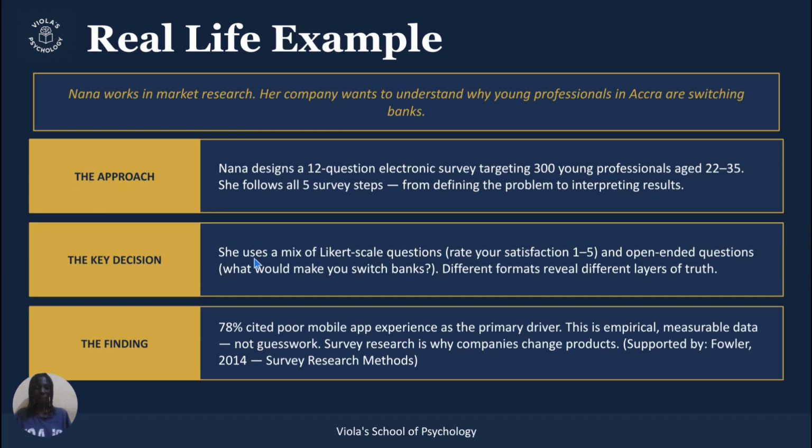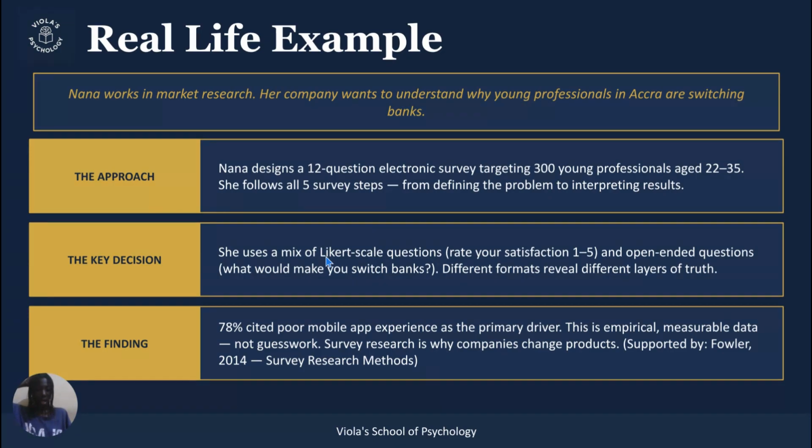She uses a mix of Likert scale questions, which is something like, rate your satisfaction from 1 to 5. That's an example of a Likert scale question. And she also uses open-ended questions like, what would make you switch banks? This is an open-ended question. It demands an answer. So the different formats that Nana has used would reveal different layers of information that she needs.